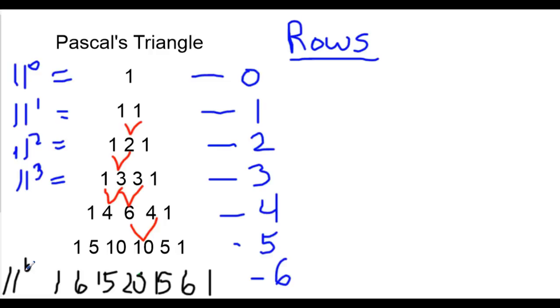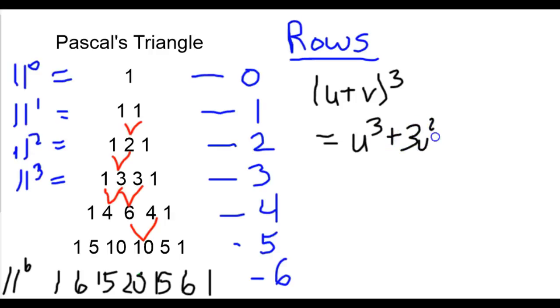So remember, we had the sum of a cube. That was one of the ones I told you to write down, (u + v) cubed. You should remember what that's equal to. That is equal to u³ + 3u²v + 3uv² + v³.